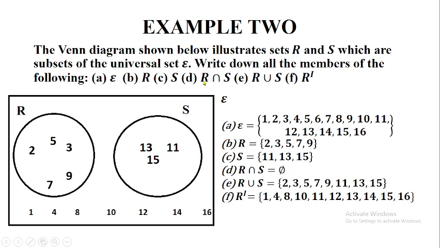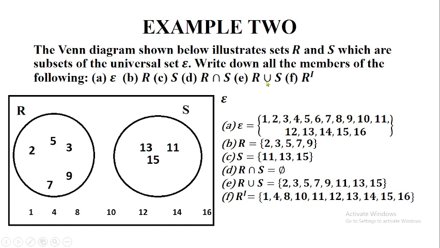Then the elements in R intersection S. You can see that the two sets are not connected. They do not intersect. So that means there's no element in there. So that means the set is empty. So that's why we have R intersection S to be empty.